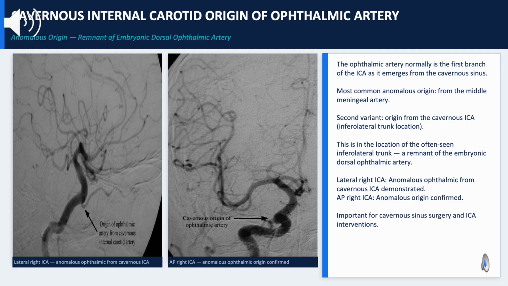The clinical relevance is greatest during cavernous sinus surgery, specifically during surgical treatment of cavernous sinus aneurysms or carotid cavernous fistulas, where the inferolateral trunk and its branches may be encountered or sacrificed. If the ophthalmic artery arises from the cavernous ICA at this location, any procedure disrupting the cavernous sinus below the clinoid will threaten ophthalmic flow. Pre-treatment carotid angiography with careful identification of the ophthalmic artery origin is mandatory before cavernous sinus intervention.